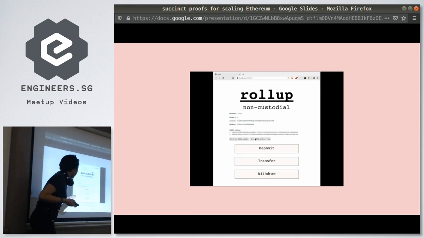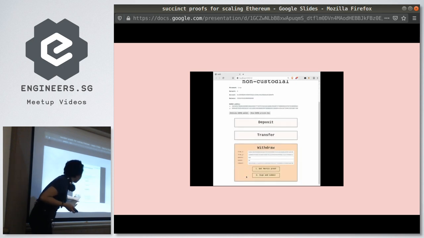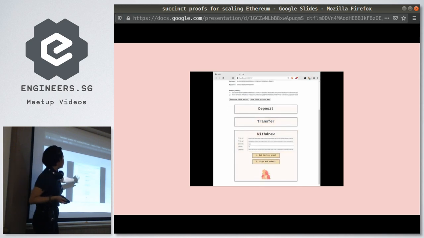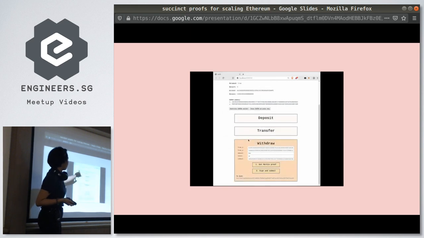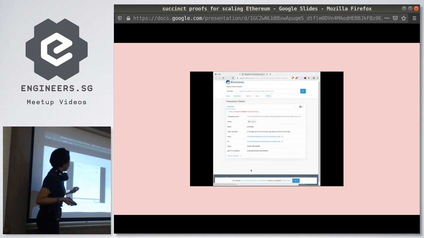So what we see here is someone depositing money into the system and then performing a transfer and then withdrawing their money back out into their account. So you can see that deposit and withdraw are actually on-chain. So you need to unlock your Ethereum account to actually do these transactions. And you can see that the transaction went through on the blockchain.